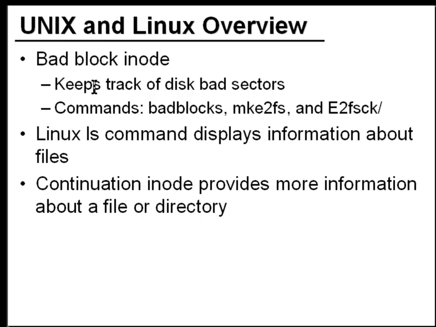So a bad block inode keeps track of the disk's bad sectors. Where did we see this on the FAT system? The bad blocks are located in the FAT. And where are they located in NTFS? In the bitmap section. And if you want to try to recover information on the bad blocks, you can use any of these command line utilities: badblocks, mke2fs, and e2fsck. Okay, we already know that.